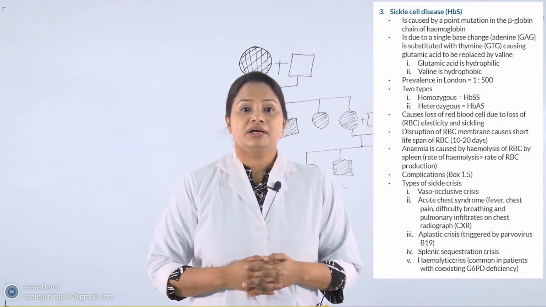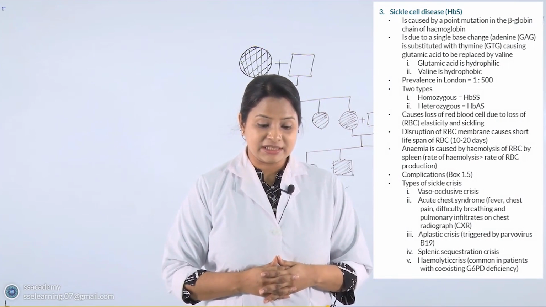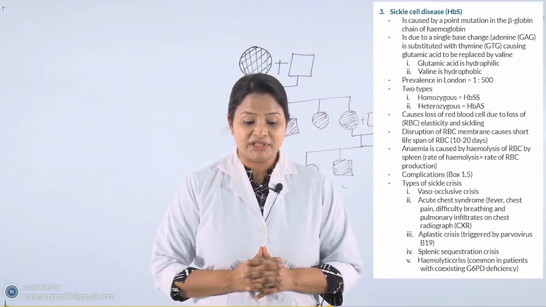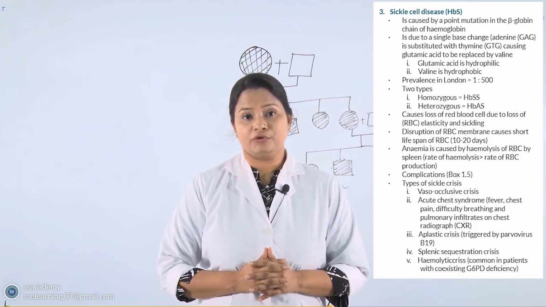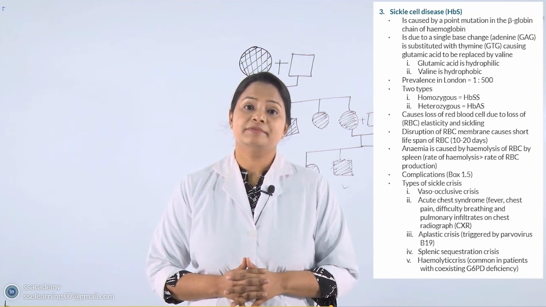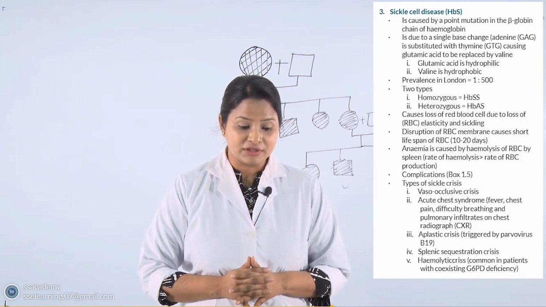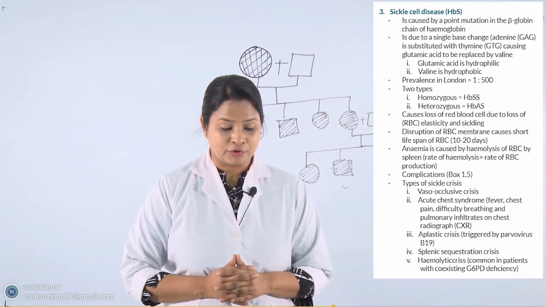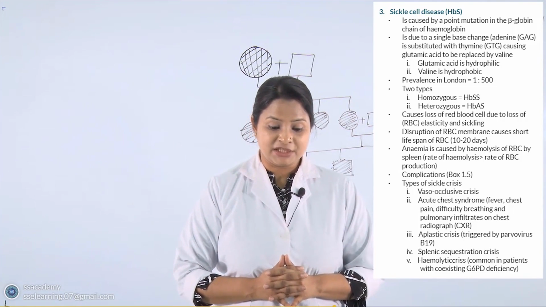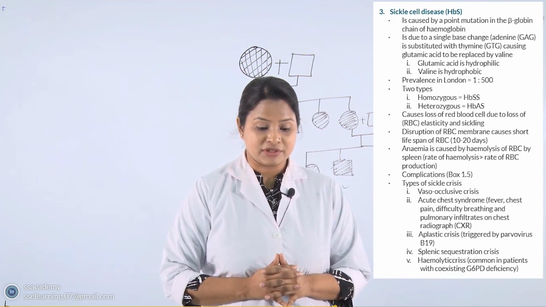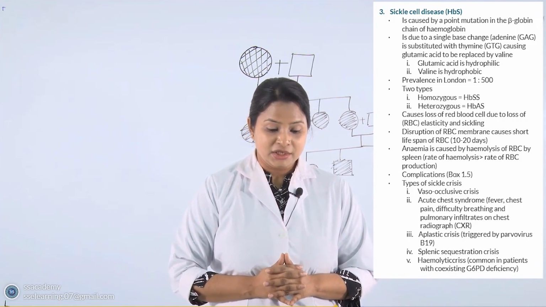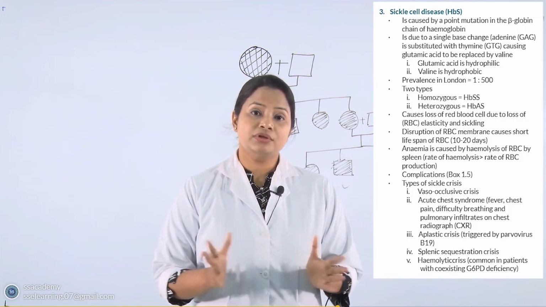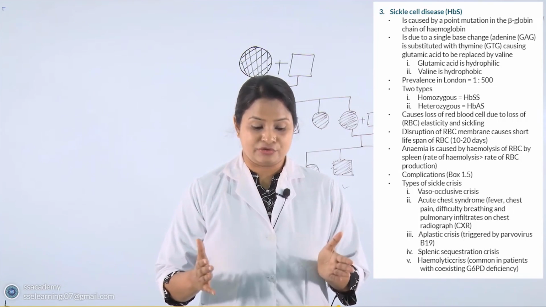Now we would like to discuss sickle cell disease. It is caused by a point mutation of the beta globin chain of hemoglobin. The beta chain of hemoglobin is responsible for sickle cell disease. Mark the word beta globin chain of hemoglobin. It is due to a single base change, substitution with thymine, causing glutamic acid to be replaced by valine. Glutamic acid is hydrophilic and valine is hydrophobic. Mark this: glutamic acid hydrophilic, valine hydrophobic.